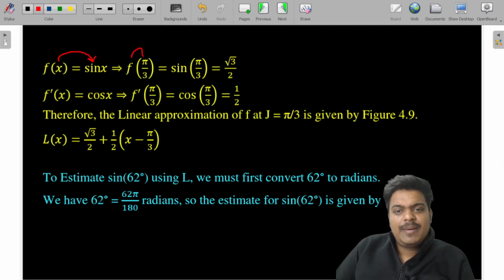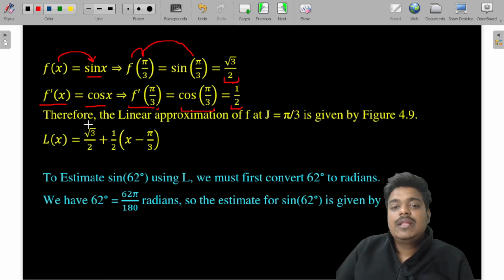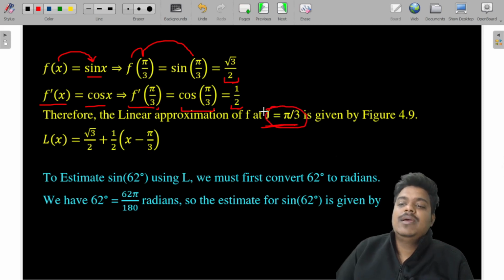F of pi by 3 is sin pi by 3, which is nothing but root 3 by 2. Similarly, f of x is sin x, so then f dash x will be cos x. F dash of pi by 3 will be cos pi by 3, which is equal to 1 by 2. Therefore, the linear approximation of f at pi by 3 is given as, I'll show you the graph as well, root 3 by 2 plus 1 by 2 into x minus pi by 3. This is the equation of the linear approximation.